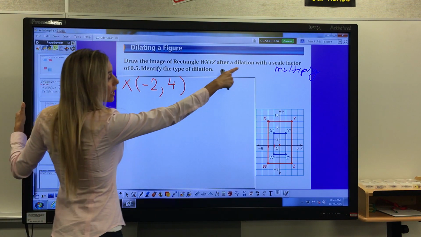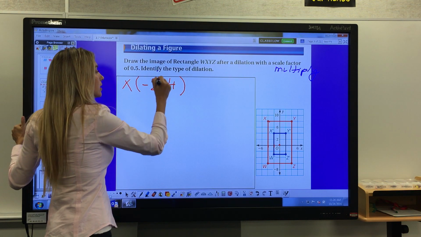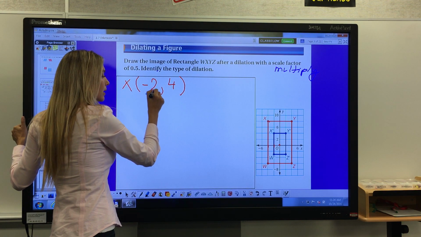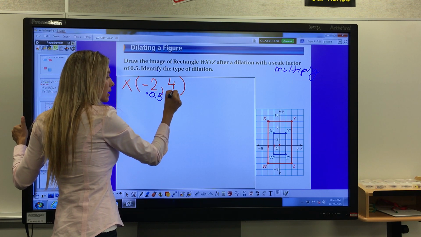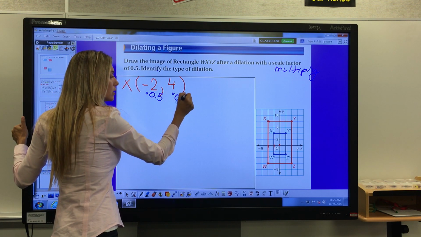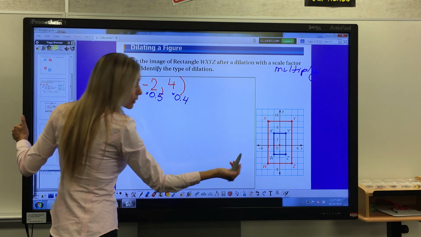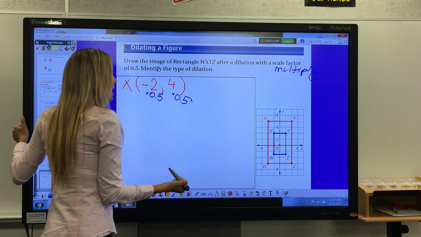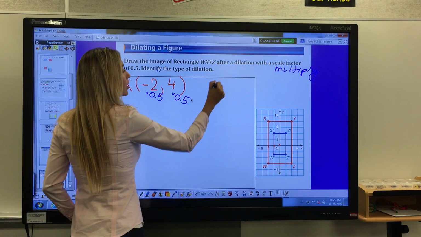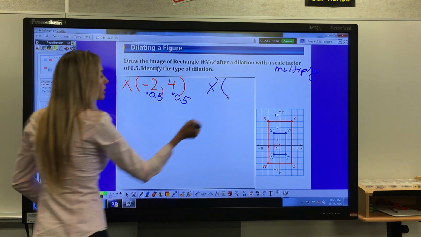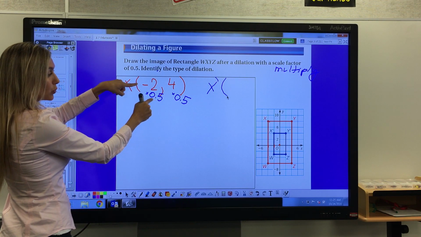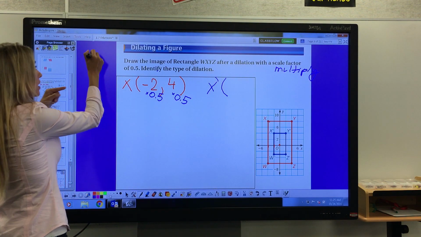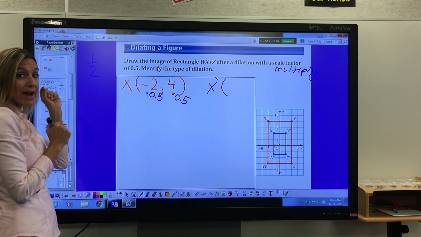I have a scale factor of 0.5. That means multiply every number in here by 0.5. Multiply every number you see by 0.5, not 4. So let's do that. What's going to happen? So my x prime is going to be -2 times 0.5, or half of -2 in this case, right? Same thing, 0.5 is the same as half.